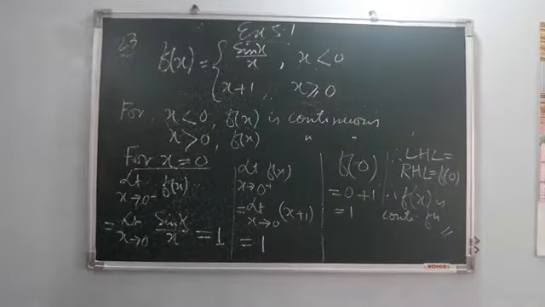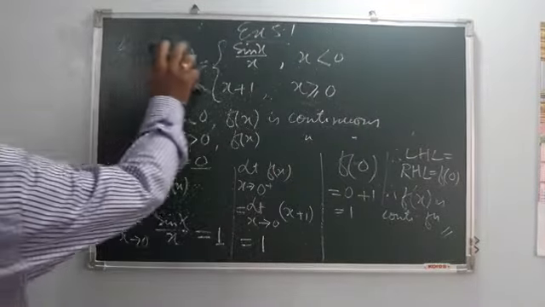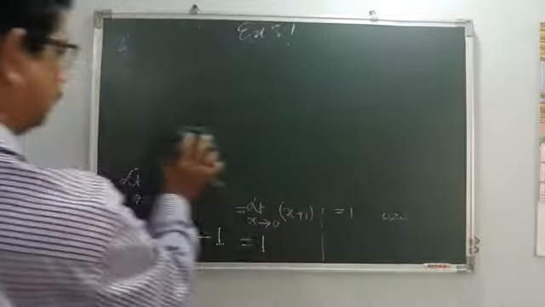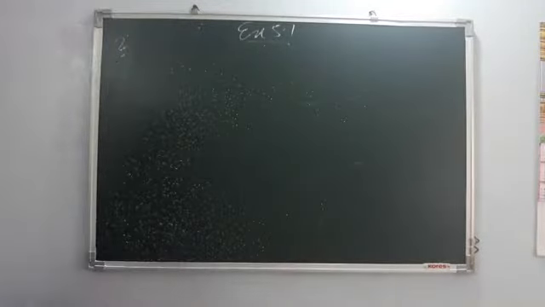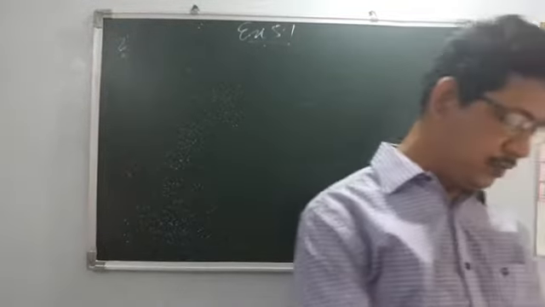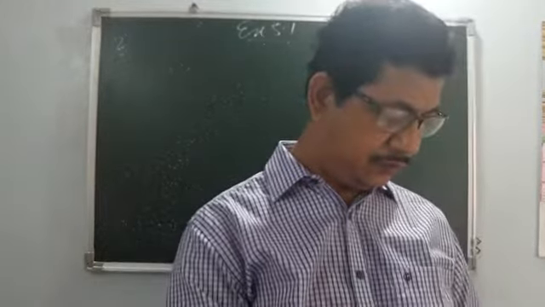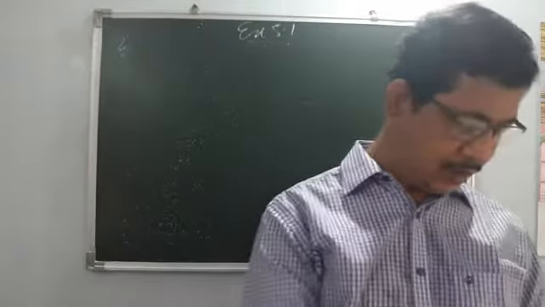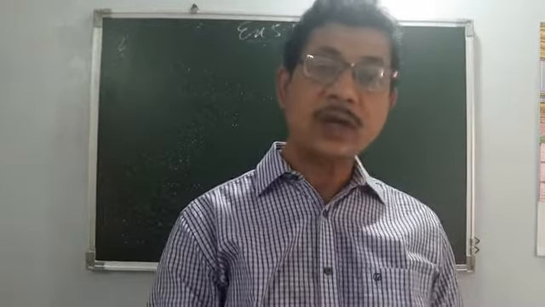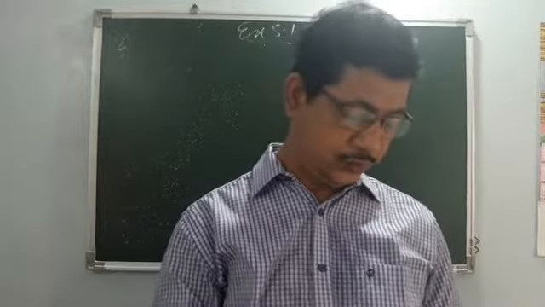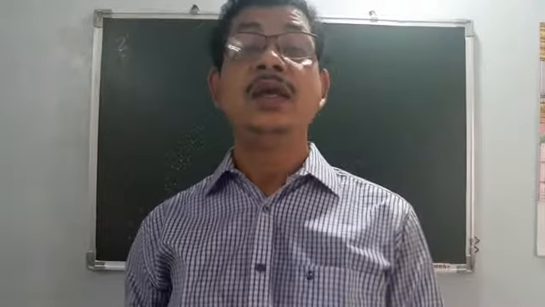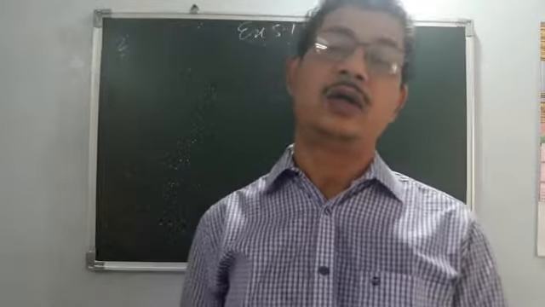Now we will move to question number 24. Question number 24 is: determine if f defined by f(x) equals x square sin 1 by x if x is not equal to 0, and f(x) is 0 if x equal to 0, is a continuous function. Is it a continuous function or not, that is our question.